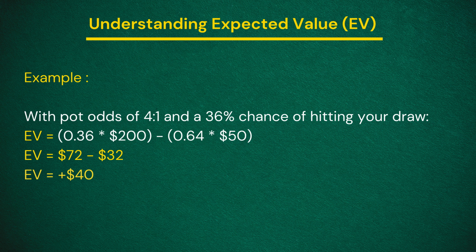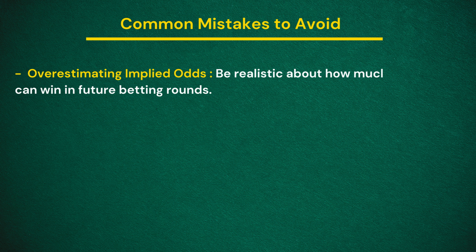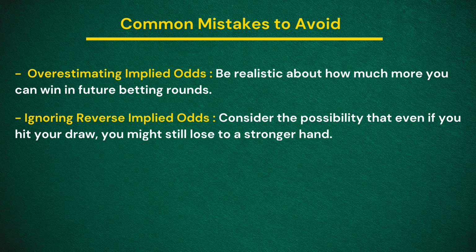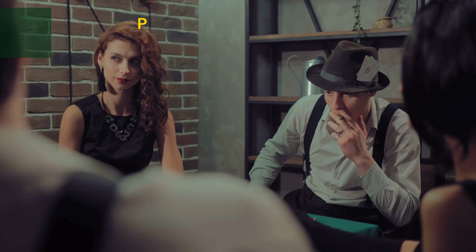Common mistakes to avoid. Even advanced players can make mistakes when calculating odds. Here are some common pitfalls. Overestimating implied odds: be realistic about how much more you can win in future betting rounds. Ignoring reverse implied odds: consider the possibility that even if you hit your draw, you might still lose to a stronger hand. Miscounting outs: ensure you accurately count the number of outs and avoid double counting or including outs that might give your opponent a better hand.